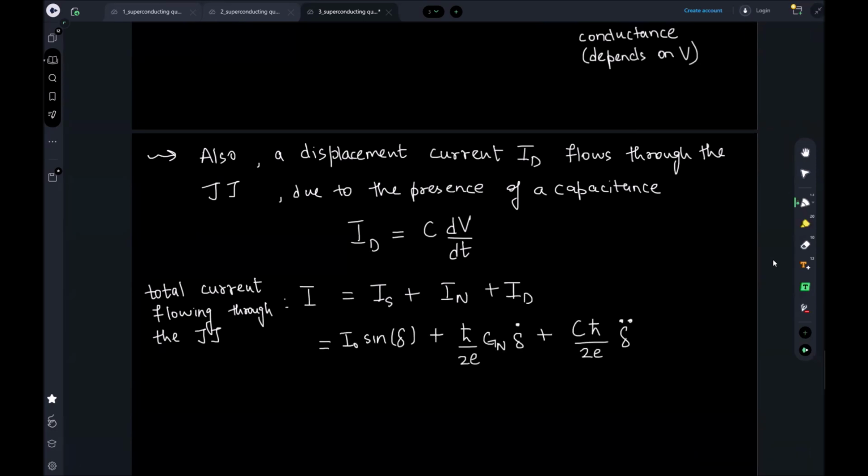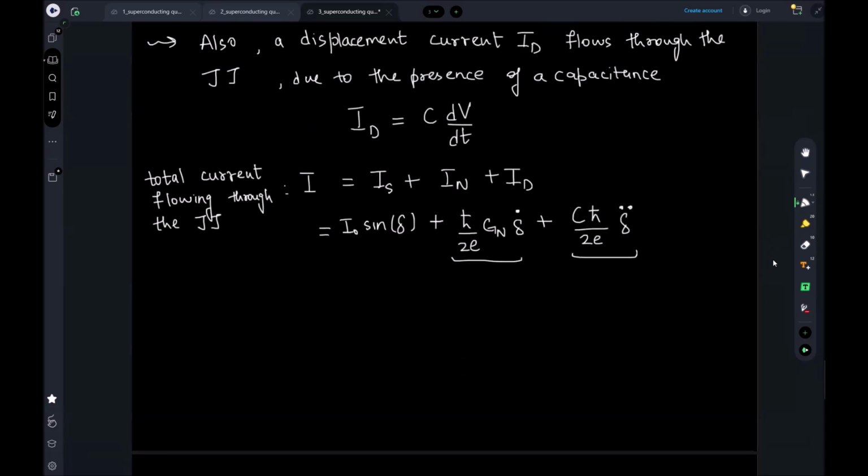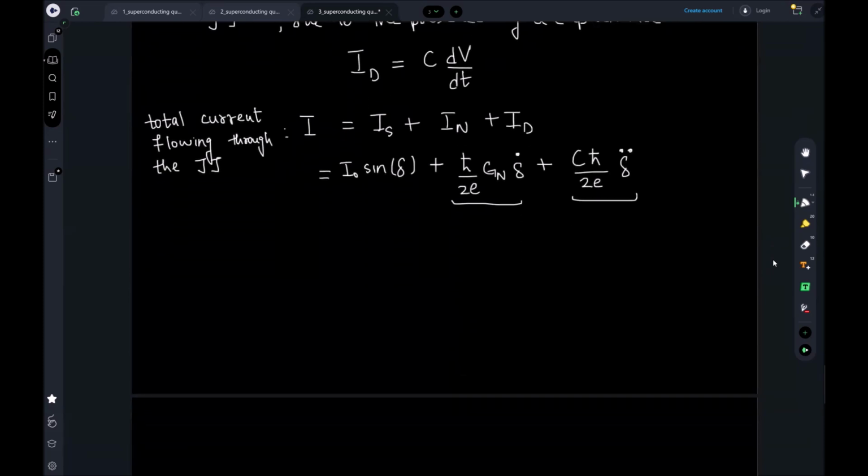And you can go through how I wrote these expressions for IN and ID. I'm not going to go into that because it's really straightforward, so I'm going to skip it. You can go through it yourself. Also note that for brevity, I have written the Josephson junction as just JJ. So looking at the current equation, we can actually represent this circuit element through the following equivalent diagram.